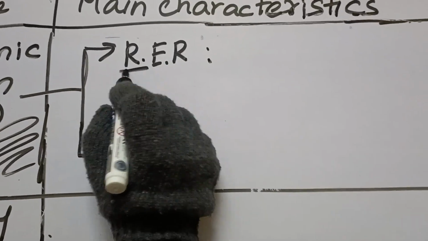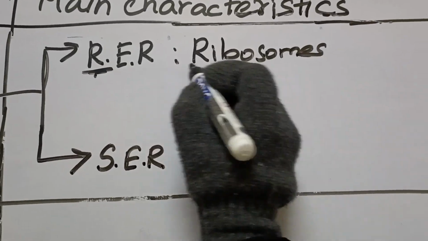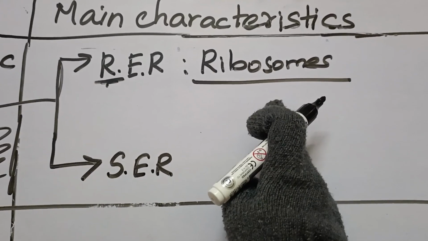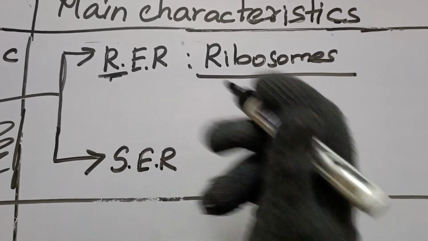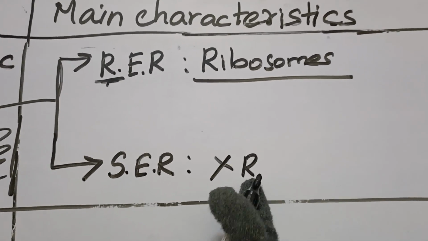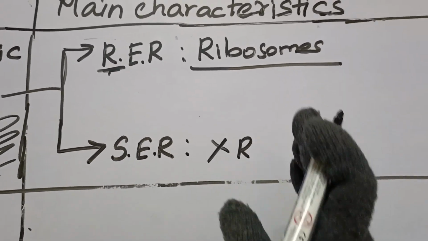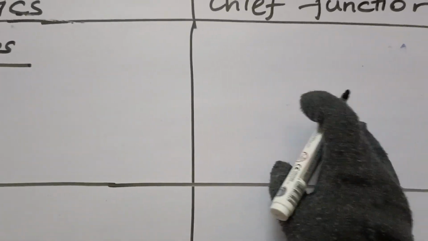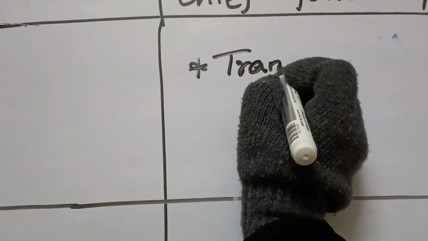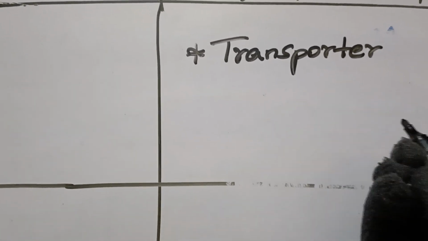Rough endoplasmic reticulum: R for rough, R for ribosomes. Rough endoplasmic reticulum includes ribosomes. That's why such ER which contains ribosomes is known as RER, rough endoplasmic reticulum. The ER which does not contain ribosomes, where ribosomes are not present, is known as smooth endoplasmic reticulum. What is the overall work of endoplasmic reticulum? Endoplasmic reticulum is going to act like a transporter.